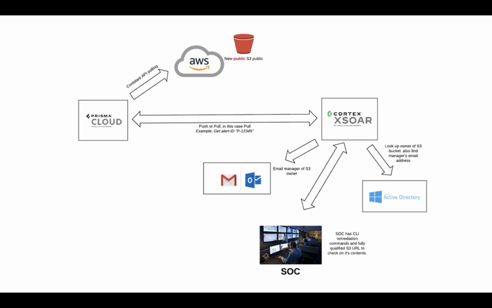Once I have all that data, I'd like to run what's called a playbook. I'd like to email a manager of the S3 bucket. I'd like to look up the owner of the S3 bucket, and then email that person. And then I'd like to learn what the CLI remediation commands would be. I'd like to see the fully qualified S3 URL, and I'll even print console steps to remediate this particular incident. So let's get started.